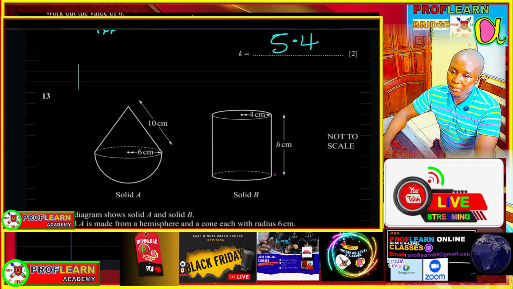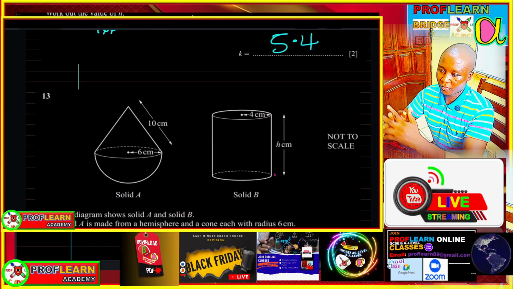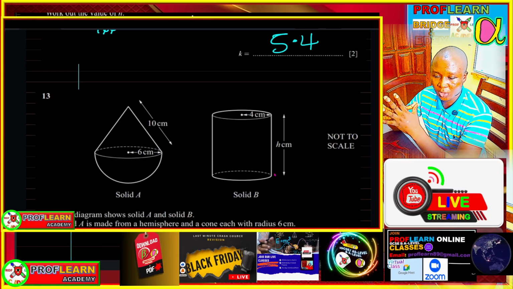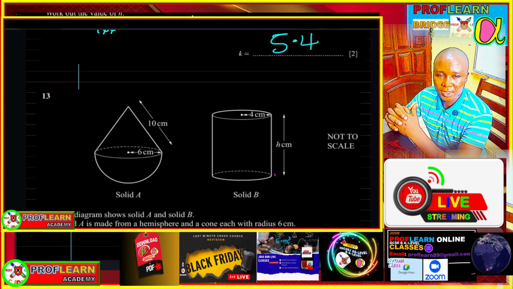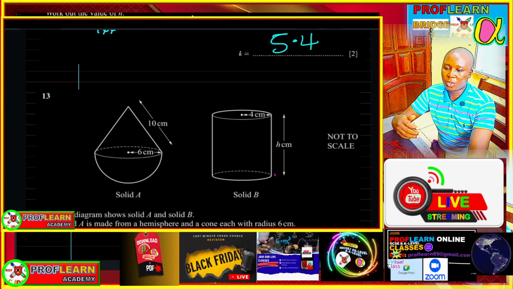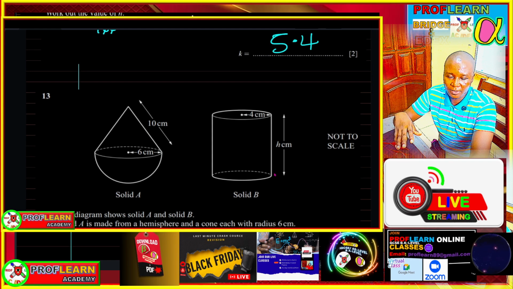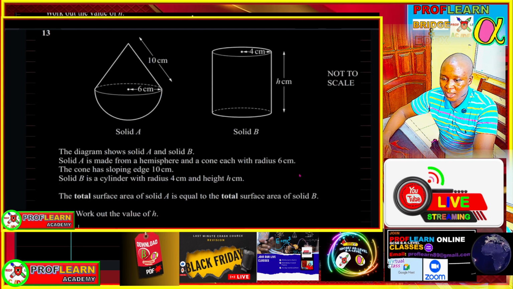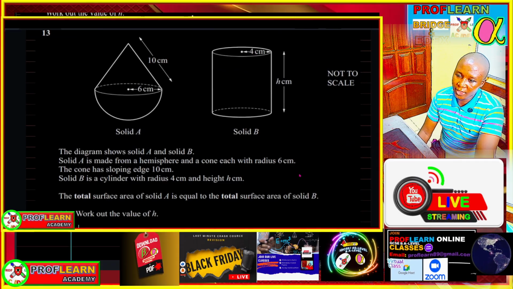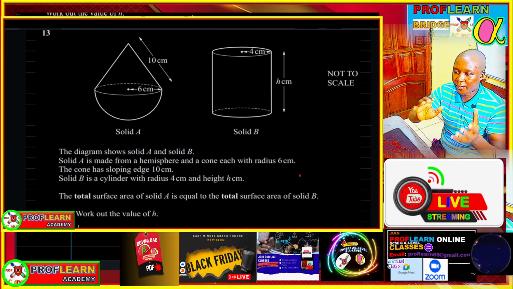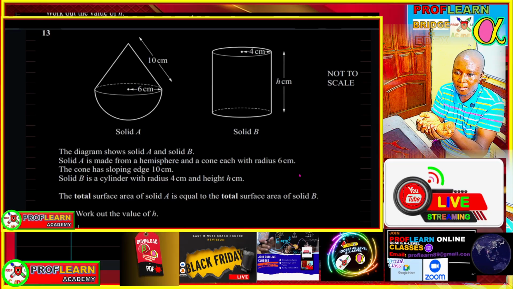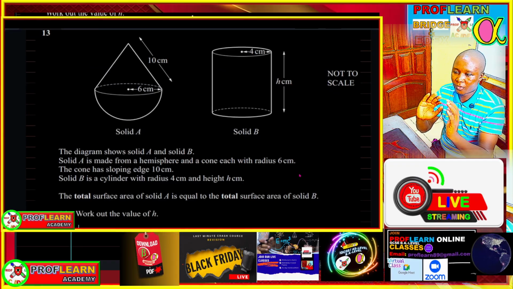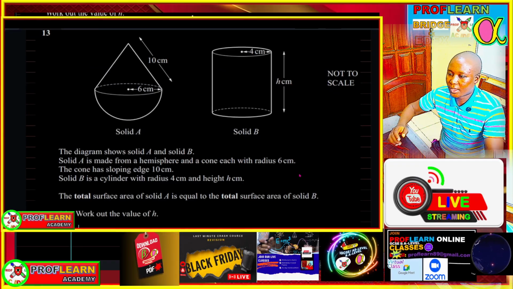Question number 13 is another interesting question, a very commonly tested question. You will be given a question to do with solids, volume, curved surface area of a cone, sphere, and cylinder. So in this case, we are told that the diagram shows solid A and solid B. Solid A, you can see it has a cone, and then below it we have a hemisphere. And the other side we have a cylinder there.